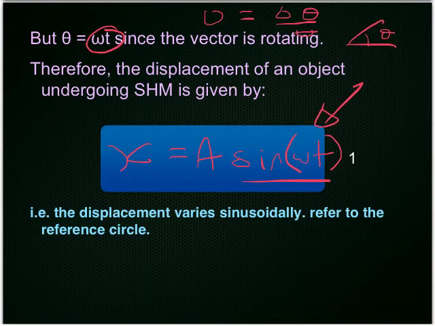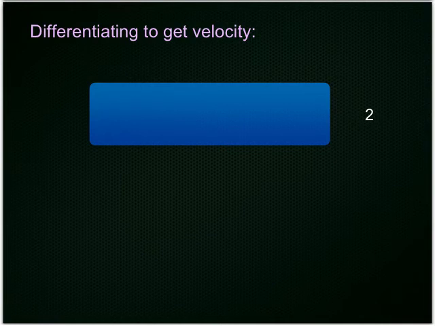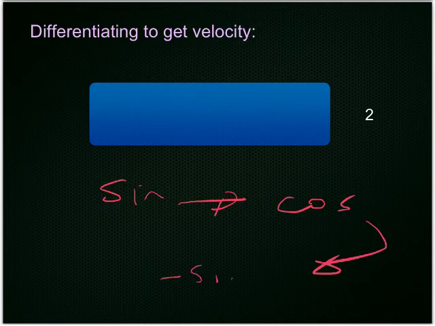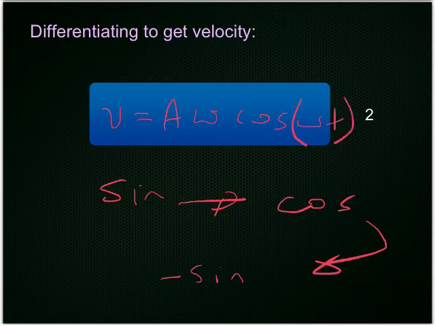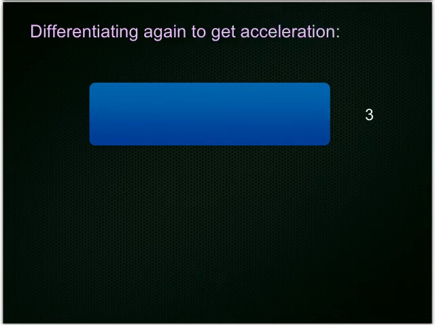Now if we differentiate the equation that we just had: differentiating sine goes to cos, and differentiating cos goes to minus sine. So if we differentiate our displacement, we find velocity. Velocity is equal to A omega cos omega t. Now if we differentiate velocity, we get acceleration. It's going to be a equals negative A omega squared sine omega t.